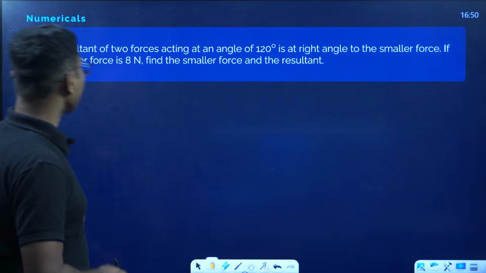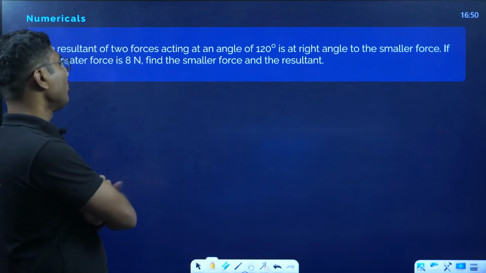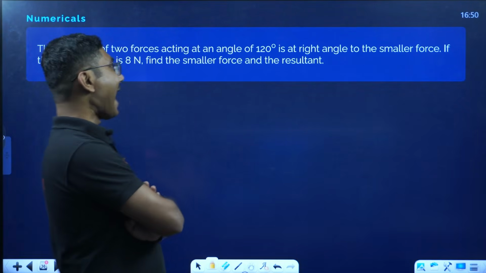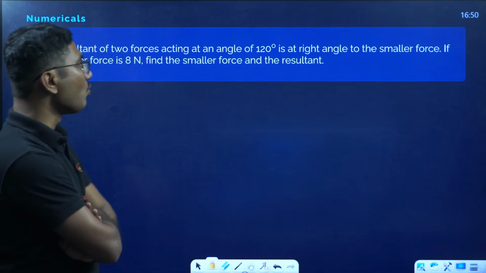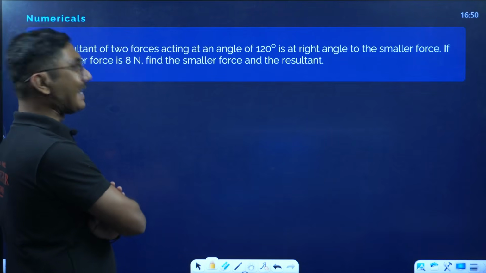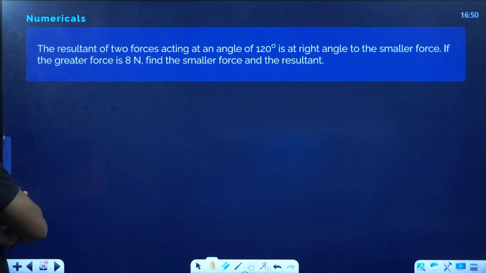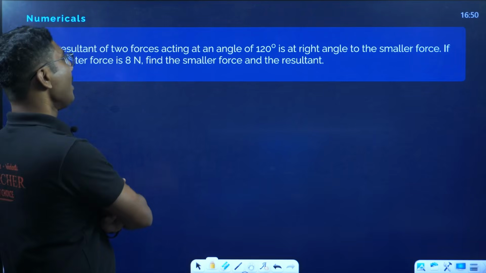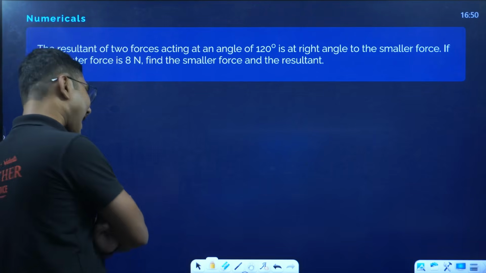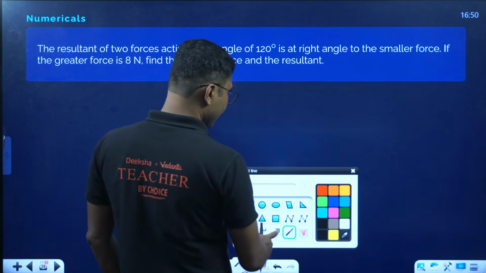Now let's move on with the next question. The resultant of two forces acting at an angle of 120 degrees is at right angle to the smaller force. If the greater force is 8 Newton, find the smaller force and the resultant. So a very important and interesting question is here.